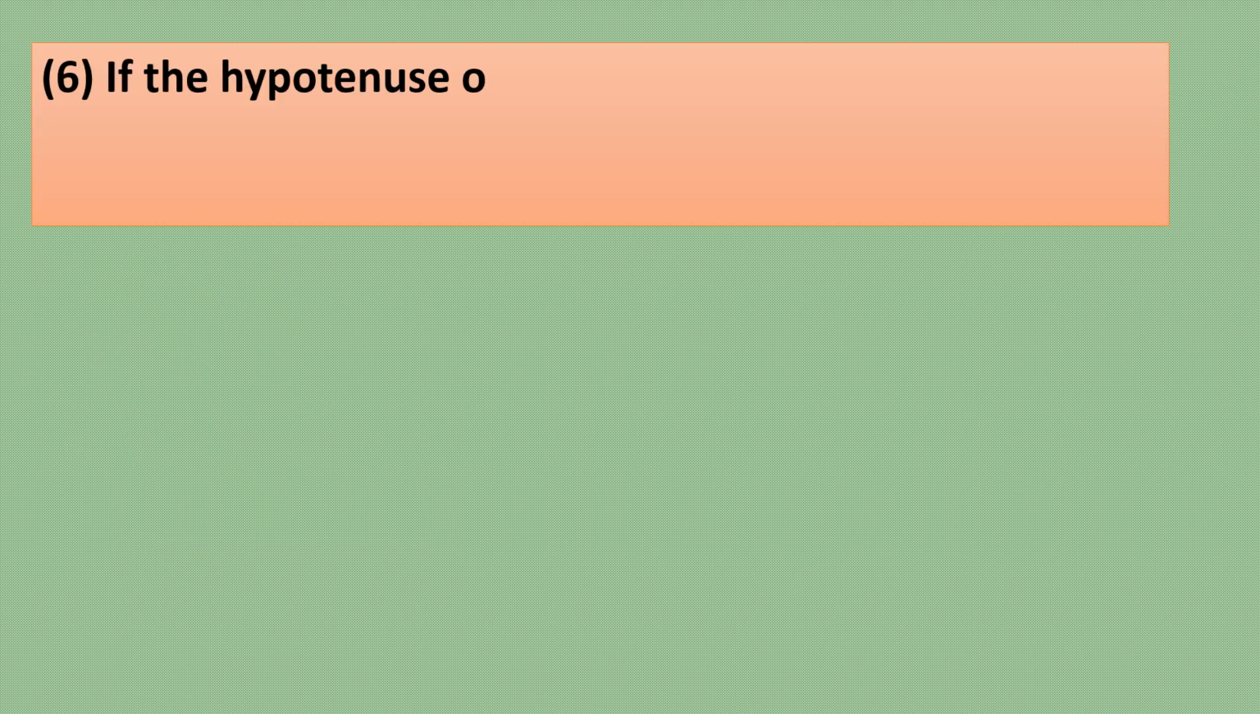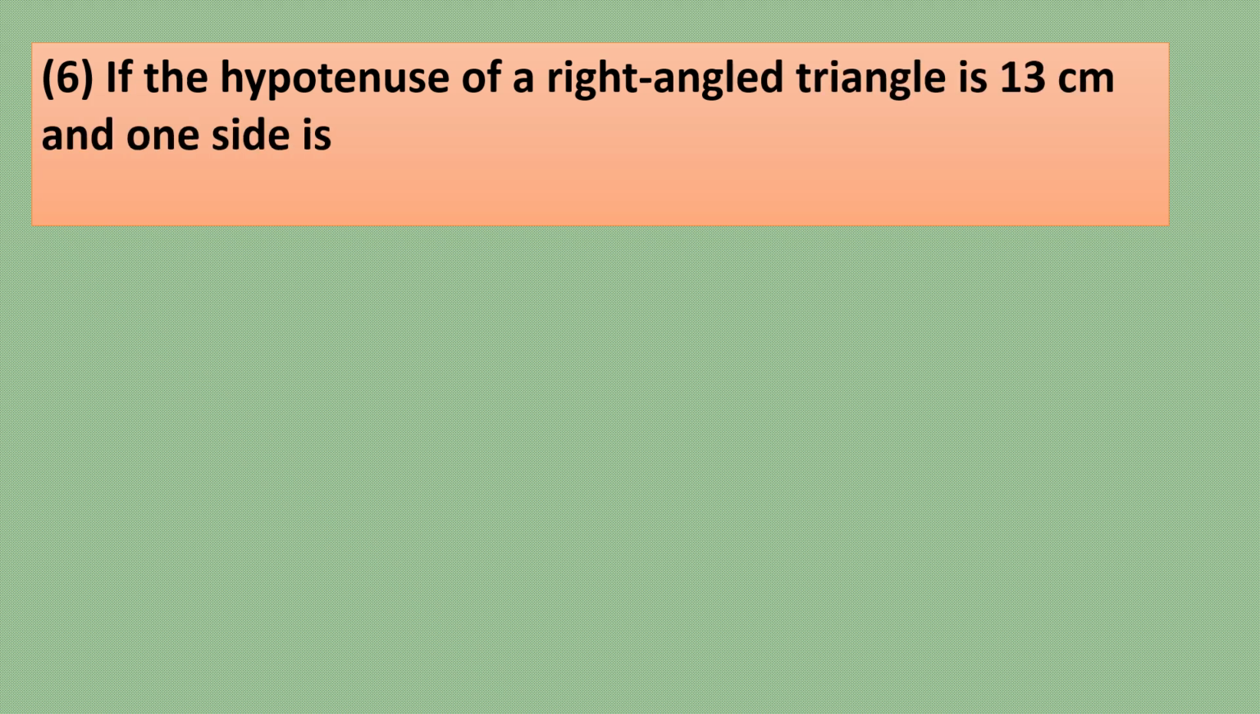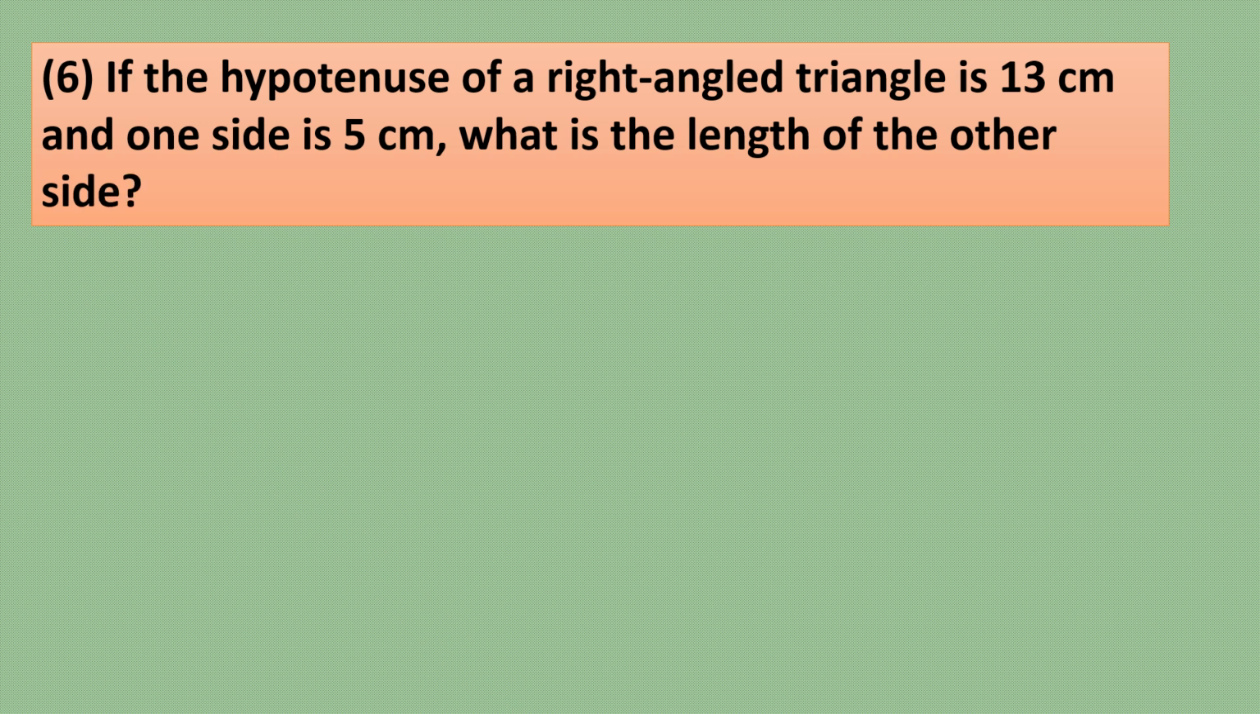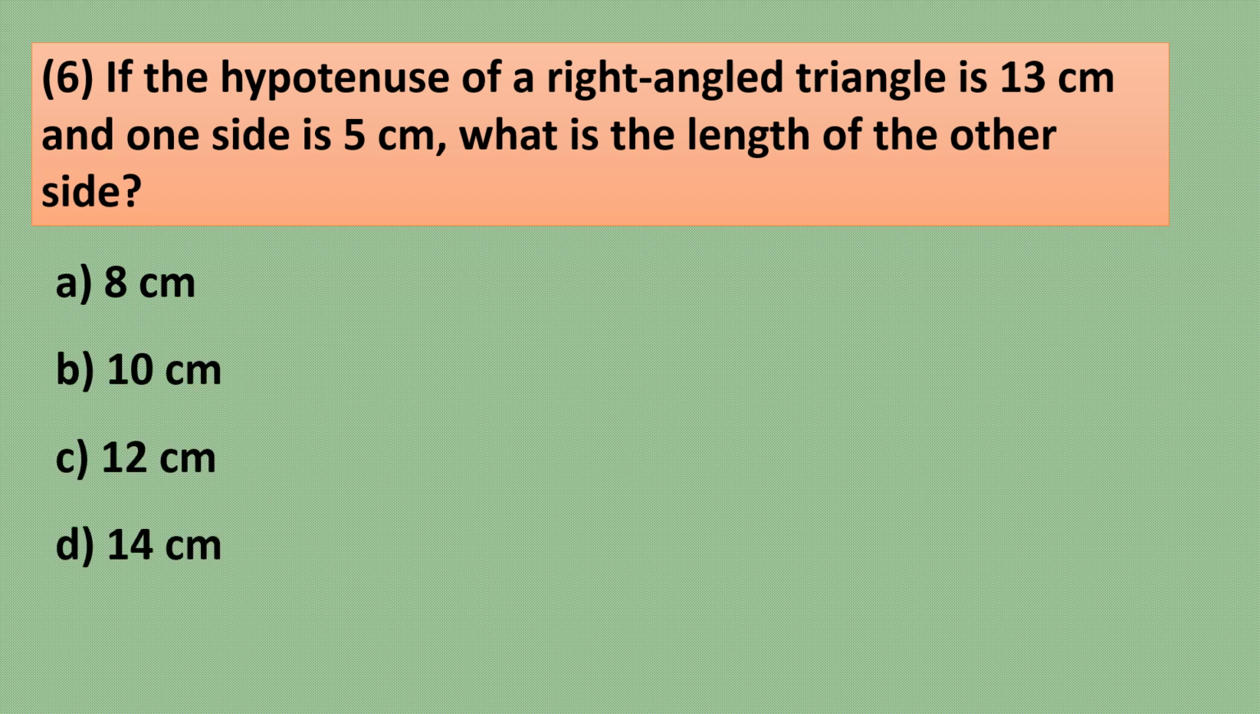This is question number 6. If the hypotenuse of a right angle triangle is 13 centimeter and one side is 5 centimeter, what is the length of the other side? A. 8 centimeter, B. 10 centimeter, C. 12 centimeter, and D. 14 centimeter. And the answer is 12 centimeter.